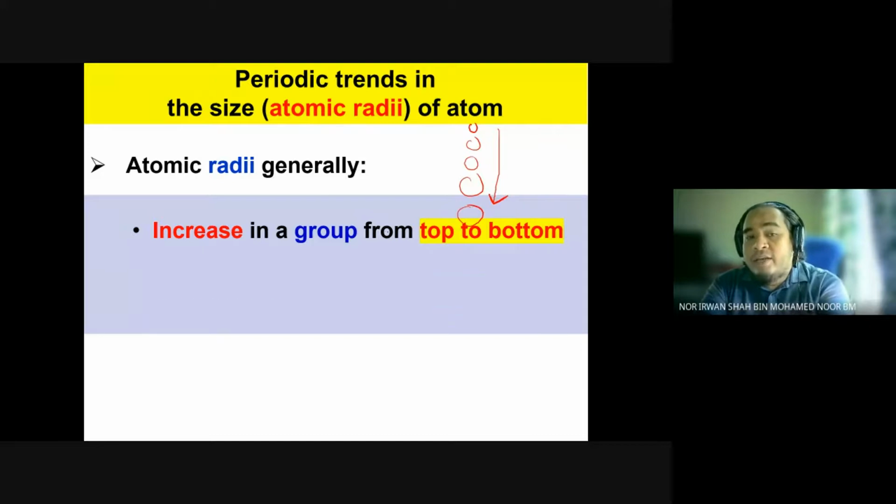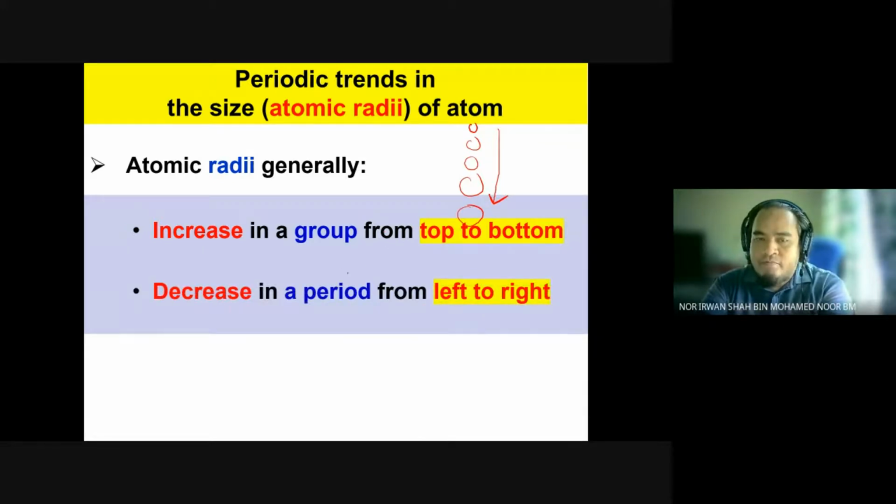However, kalau kita move across a period from left to right, from left of the periodic table to the right side of the periodic table, dia punya atomic radii generally decrease. Dia akan berkurangan. Macam inilah kalau kita gambarkan dalam bentuk ni. Dia makin besar, kecil, kecil, kecil, kecil, kecil. So ini apa berlaku kalau kita move across a period. Nampak tak perbezaan?